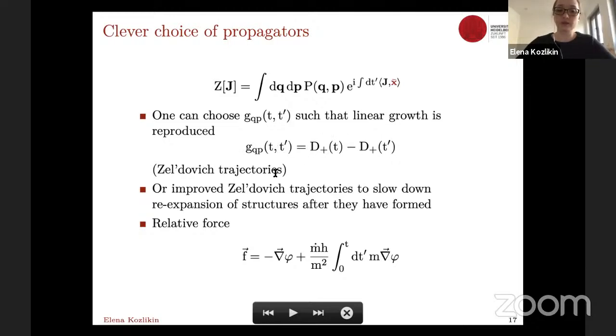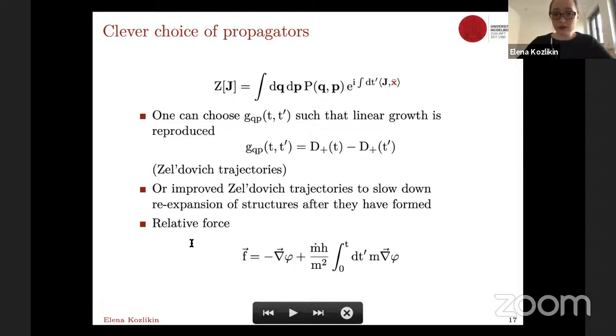This is what we then call Zeldovich trajectories. You can then improve on these trajectories by introducing a slowing down of the re-expansion of structures. So you can basically prevent structures that have formed from just dissolving at the stream. The particles don't just fly away, but are retained.